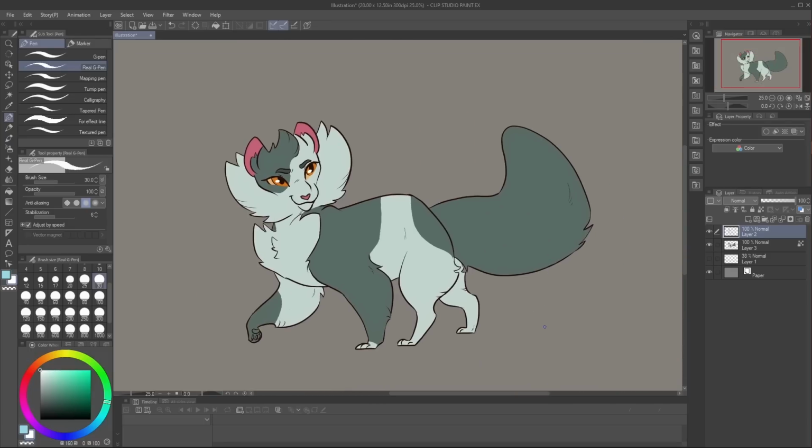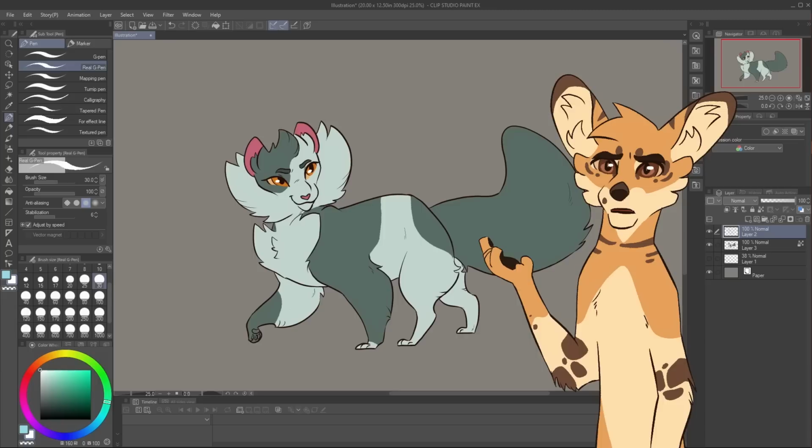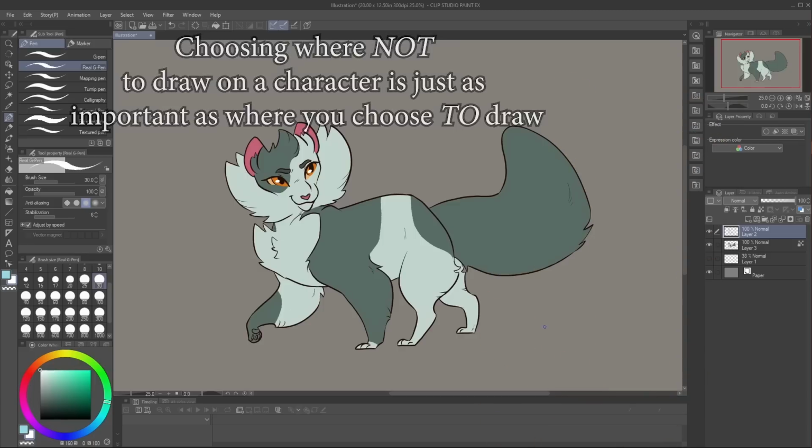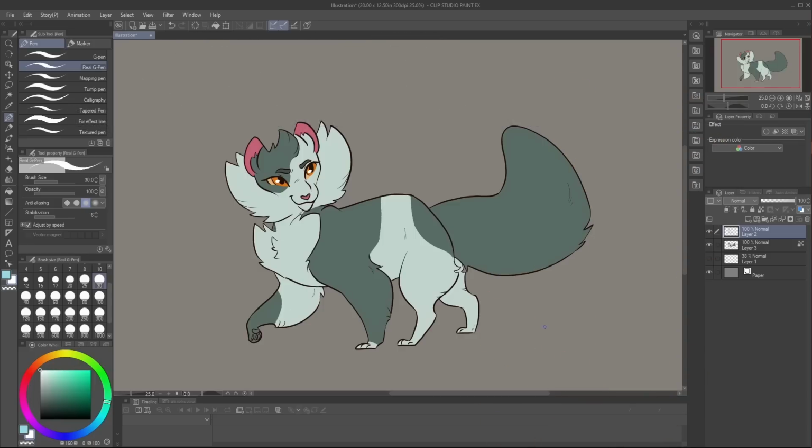I bring up tessellations specifically because it is just as important to be conscious of where you're not drawing as it is to be thoughtful of where you are drawing. I hope that makes sense, so I'll say it again in another way. Choosing where not to draw on a character is just as important as where you choose to draw. This applies not only to things like their basic facial features, but also any markings, clothing, jewelry, anything.